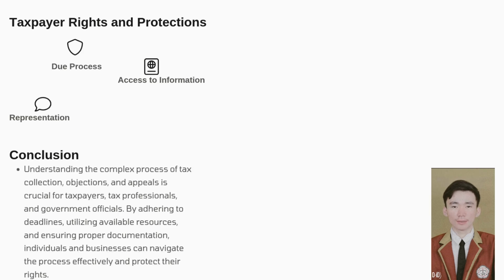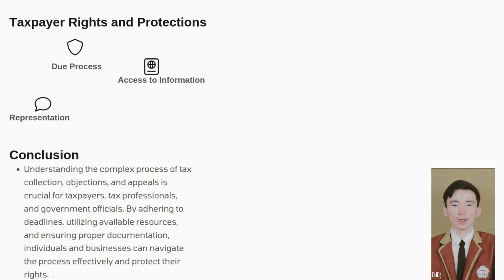Taxpayer rights and protections. Due process. Taxpayers have the right to due process, meaning they should receive fair and impartial treatment during the tax collection, objection, and appeals process. Access to information. Taxpayers have the right to access their tax records and information related to their tax liability, and to receive clear explanations of tax laws and regulations. Representation. Taxpayers have the right to be represented by a tax professional or attorney during the tax objection and appeals process.